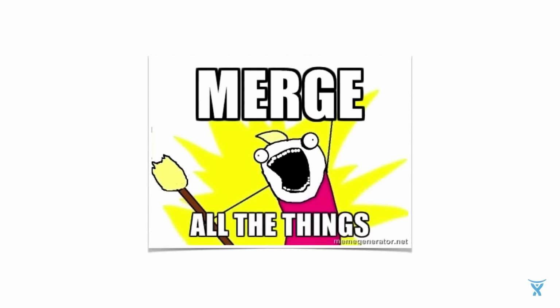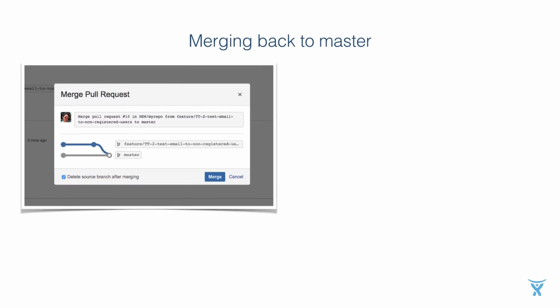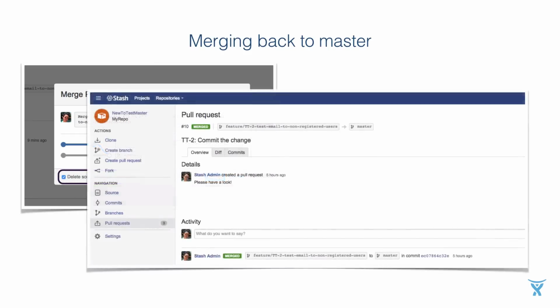Having approvals from all reviewers, we can now merge the branch back to the master. It's always a good idea to clean up our branches when done working with them. So check this box, select Merge, and enjoy reviewing the details of your successful merge. But we're not done yet.